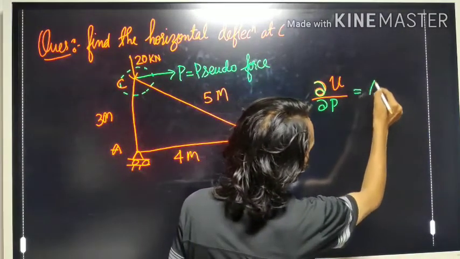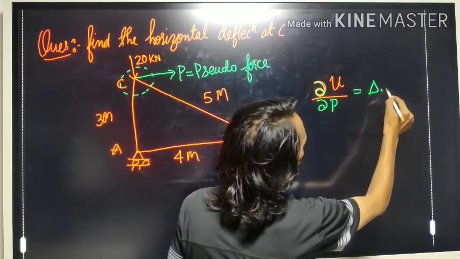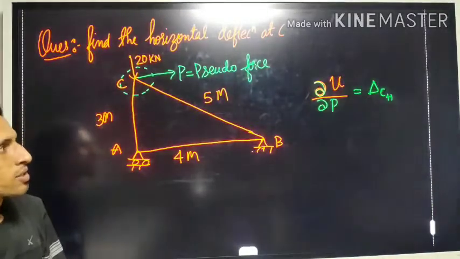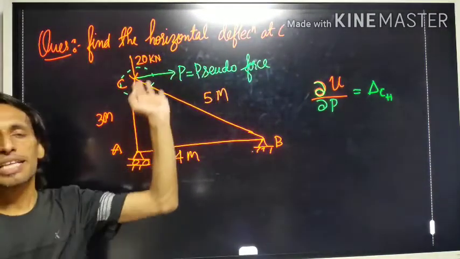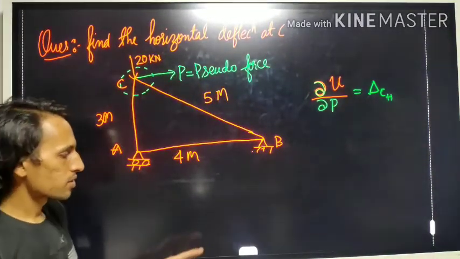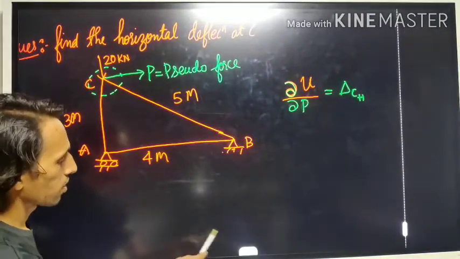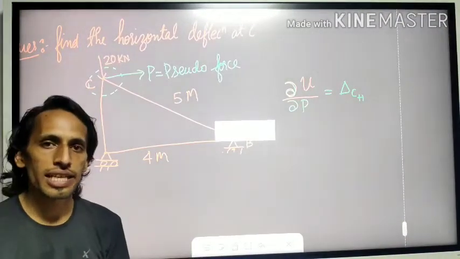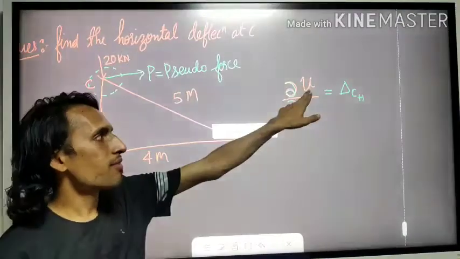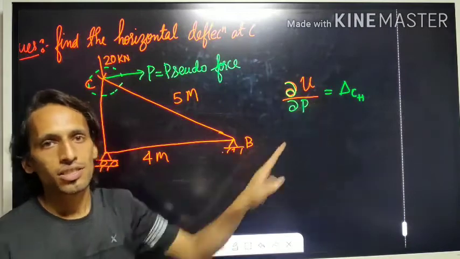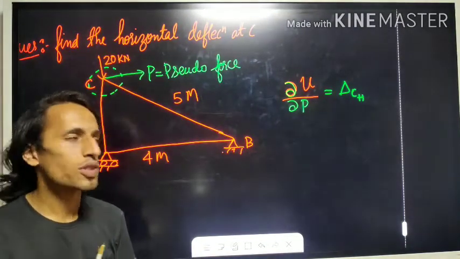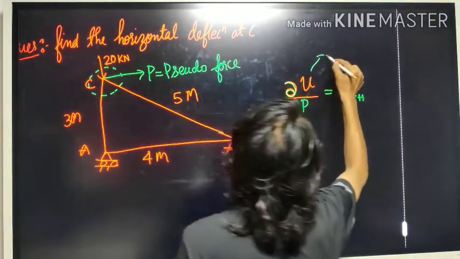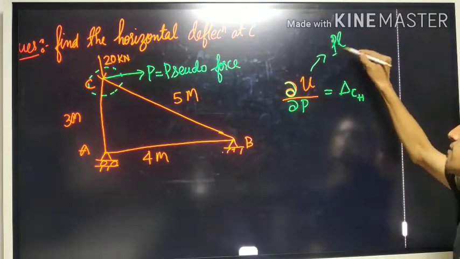What do you require? Deflection at point C in the horizontal direction. So you need to apply the pseudo force. Let's say now you have applied. So what is the next step? You have to calculate the value of strain energy. So for calculating the value of strain energy, strain energy in one member is PL divided by AE.